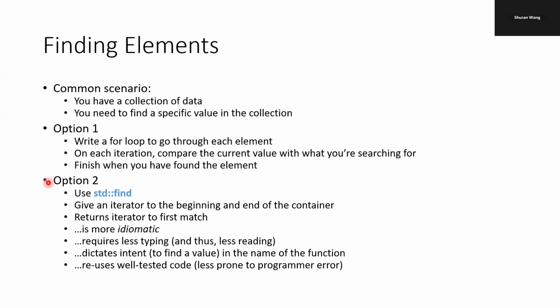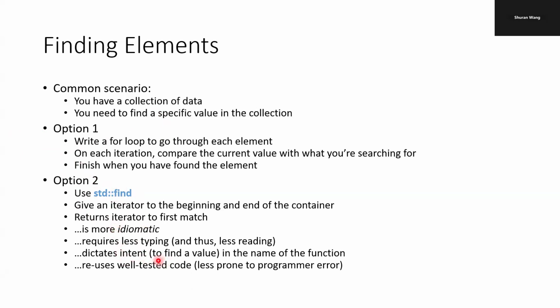std::find is the helper function that's implemented in the algorithm header file by the STL. What it inherently does is that it takes in the iterator to the beginning and end of the container. It will return the iterator to the first match of the value you are searching for. So this does the same thing as option 1. The only difference is that you don't need to write it on your own. And from the call to the function, you know that you are finding something. You don't have to read over a for loop and decide, oh, you're writing the for loop to find something. From the name of the find function, you know that you are finding something.